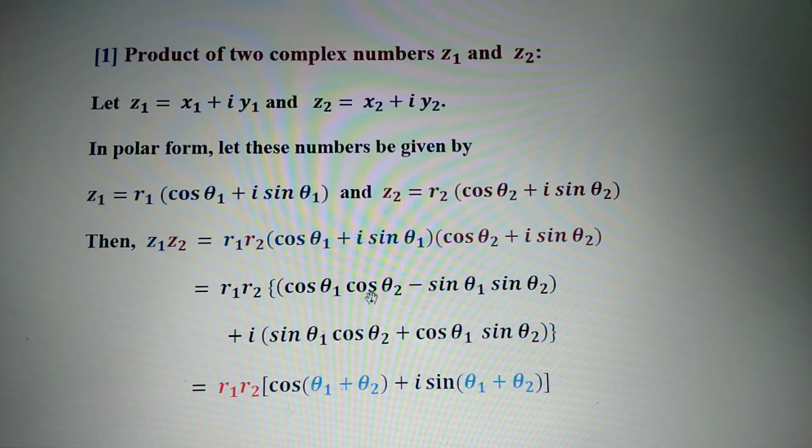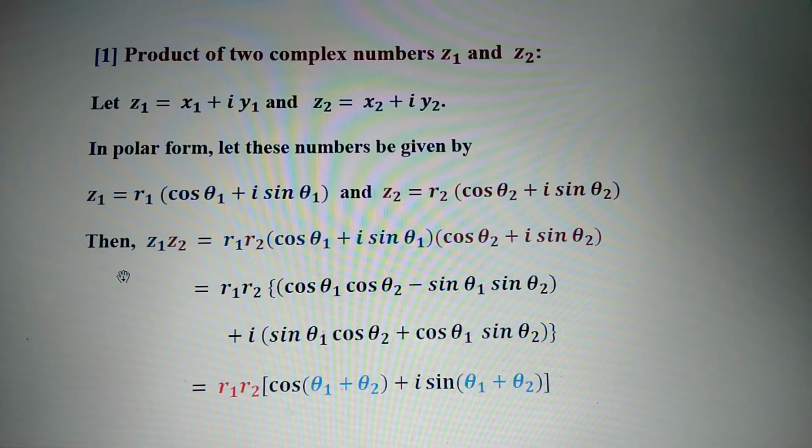Now this is cos A cos B minus sin A sin B. Now what is cos A cos B minus sin A sin B? That is cos of A plus B. So this is cos of theta 1 plus theta 2. Similarly, this is sin A cos B plus cos A sin B, that is sin of A plus B. So z1 into z2 is r1 into r2 into cos of theta 1 plus theta 2 plus i sin of theta 1 plus theta 2. So this is the polar form of the product of two complex numbers.